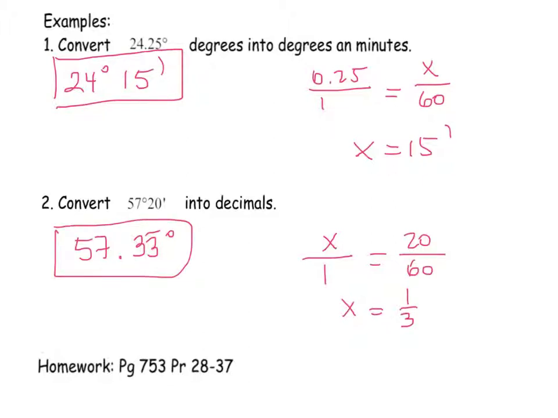And we can draw the conclusion that when we are converting from the decimal form of degrees to minutes, we are going to multiply by 60, but multiply only the part which is after the decimal point. And if we are going to convert minutes into the decimal form, divide the minutes by 60, and that will give you your decimal form. Your today's homework is going to be page 753, 28 to 37.